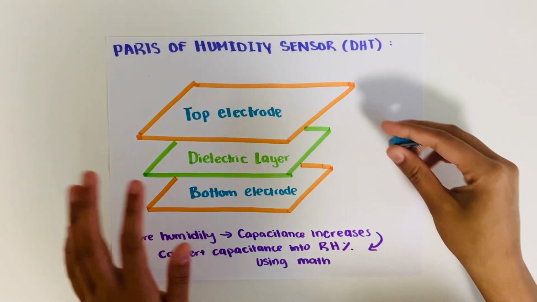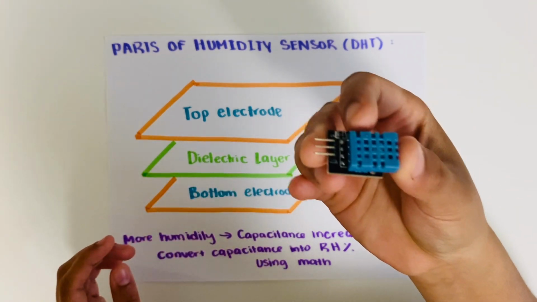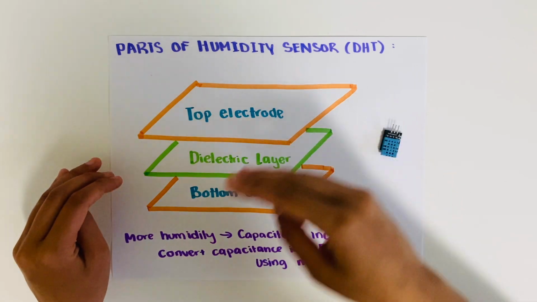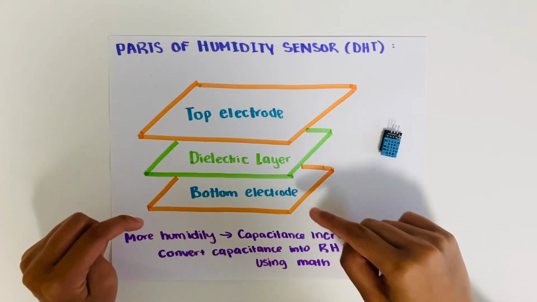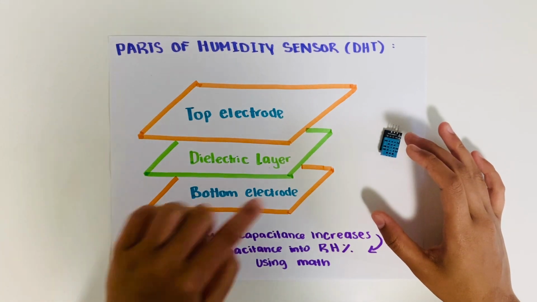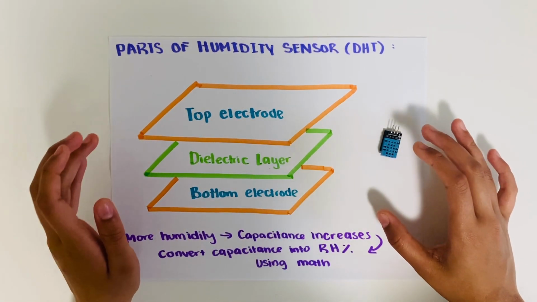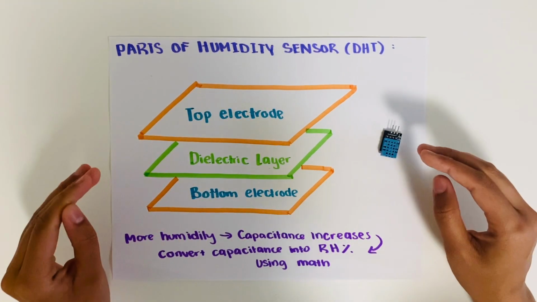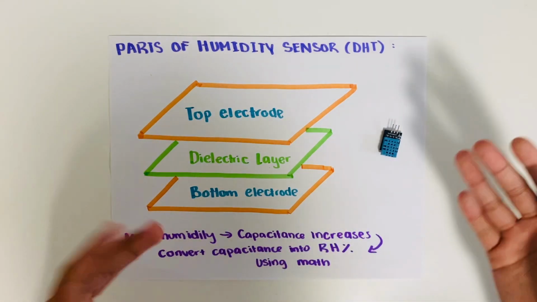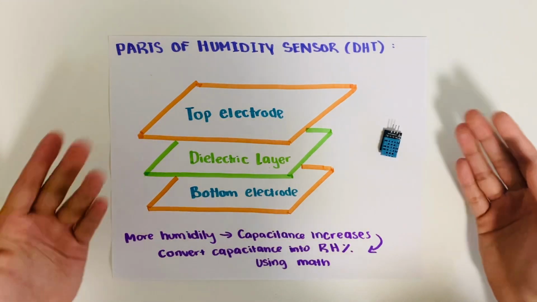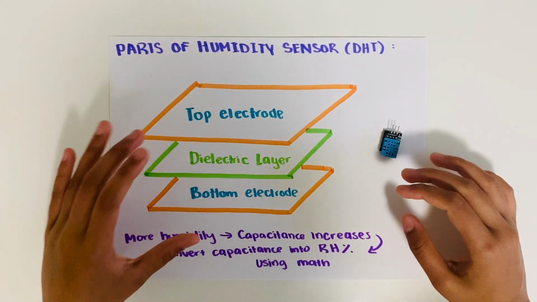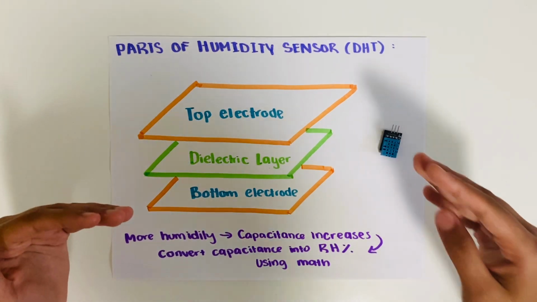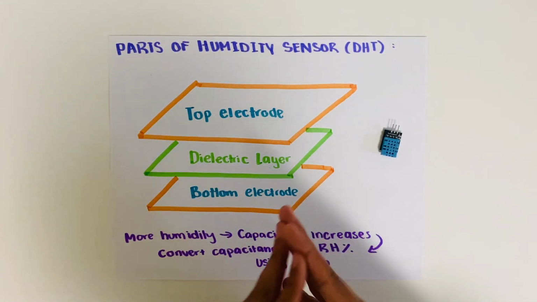Now, let's talk about the humidity portion of this temperature humidity sensor. So, there's 3 layers. There's the top electrode, there's the dielectric layer, and there's the bottom electrode. Now, if you notice, this type of setup might look like a capacitor to you. That's because it is. So this specific sensor is a capacitive humidity sensor. And there's many other types out there. You can find resistive humidity sensors and so on. In this sensor, we are using capacitance to figure out the humidity, and we'll get into that.